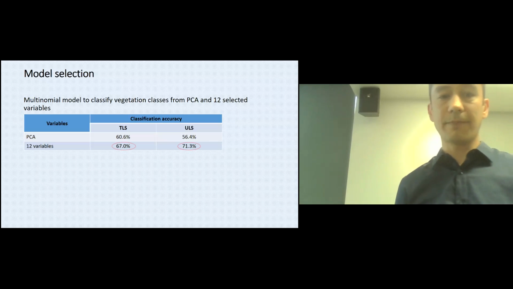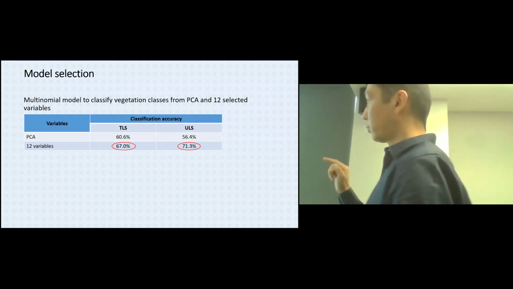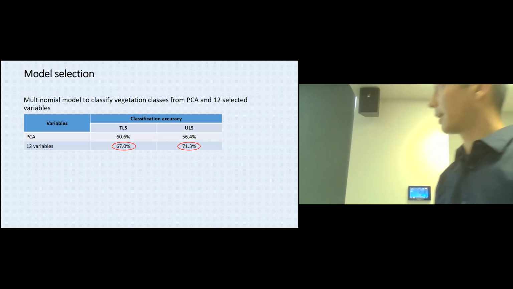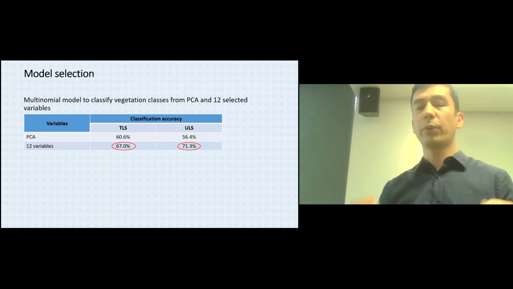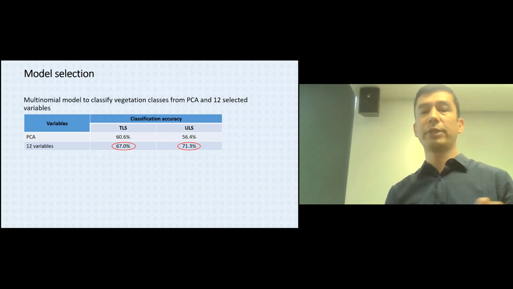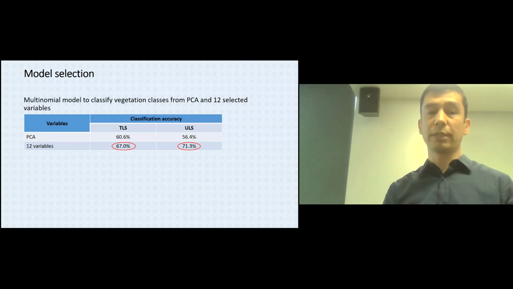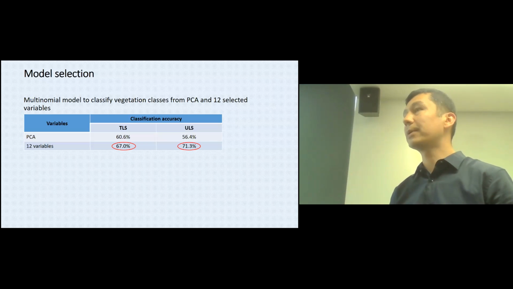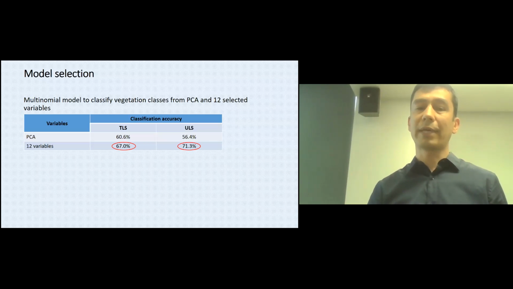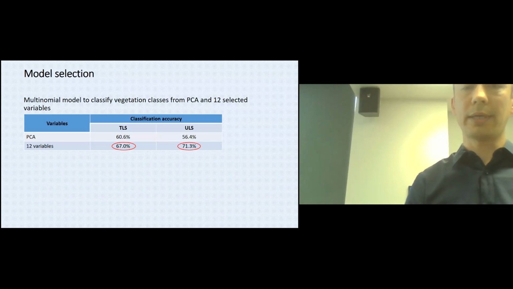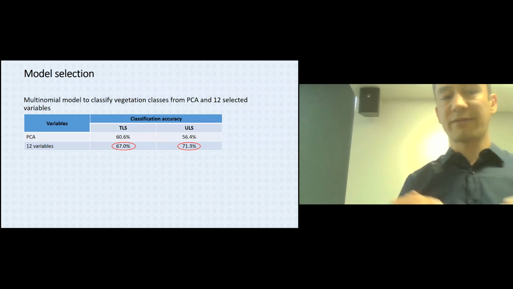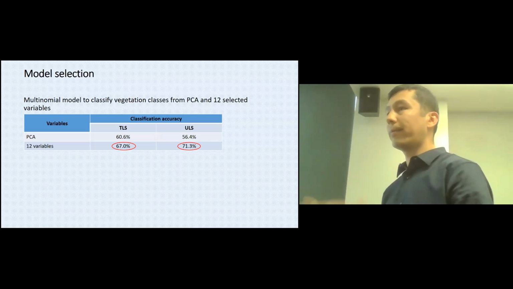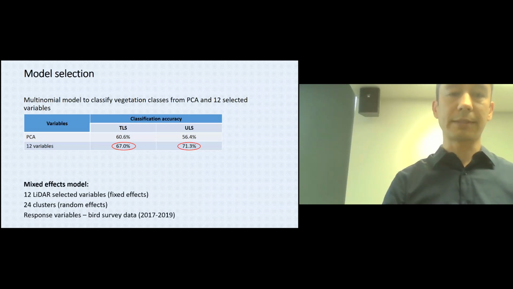As you can see, the 12 selected variables gave more accuracy than the PCA variables. And we also tested the bird prediction model using PCA and the 12 selected variables. Again, the 12 selected variables gave more accuracy, therefore more prediction power, so we decided to use the 12 selected variables. From now on, I'm only talking about the 12 variables.